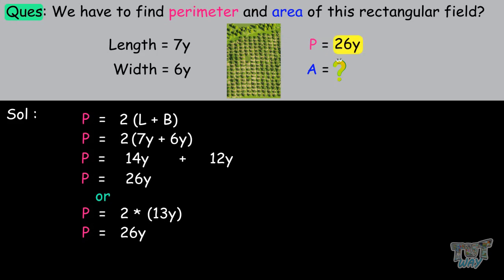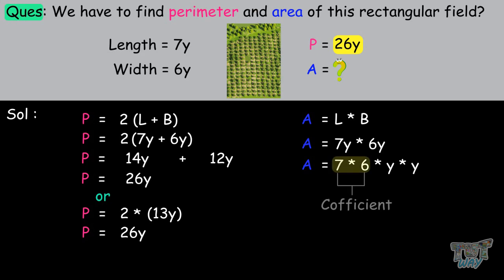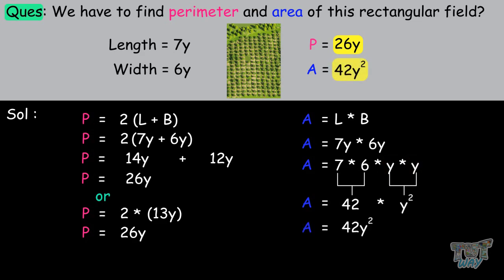Now we can solve for area. What is the formula for area? It is length times breadth. Plug in the values for length times breadth, and we get 7y times 6y. Now we have to multiply coefficients and variables. So we will get 7 times 6 as 42, and times y squared. So area is 42y squared.